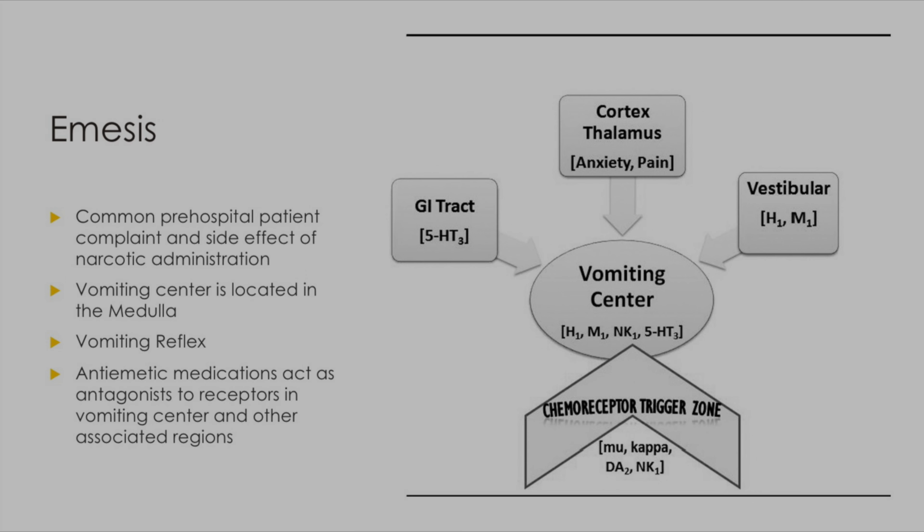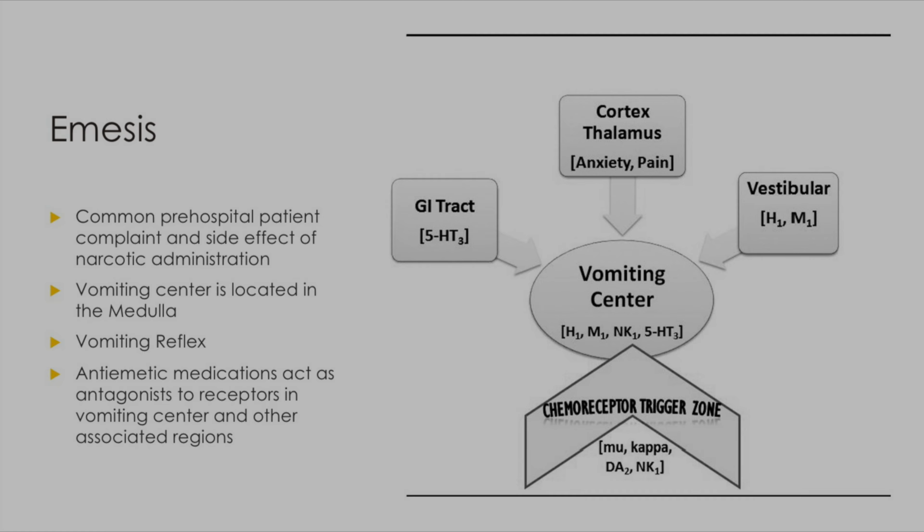Vomiting is a common pre hospital complaint, and it's also a frequent side effect of opioid administration. The vomiting center is located in the medulla, which is a good reminder that nausea and vomiting are centrally coordinated reflexes. Vomiting can be triggered several ways.